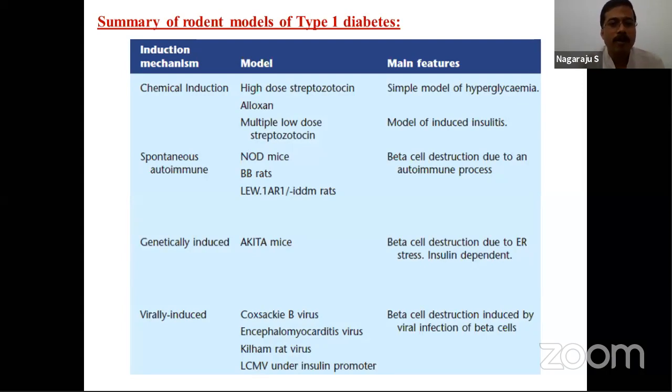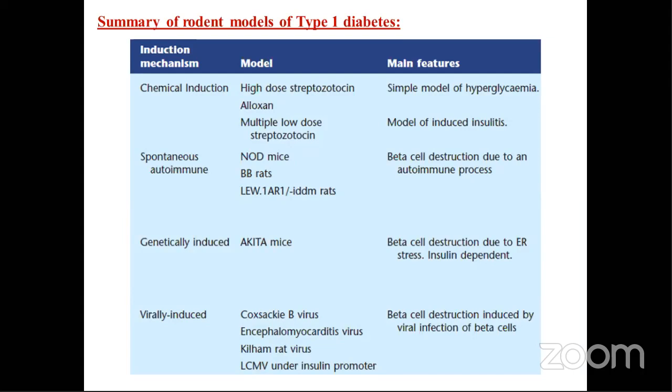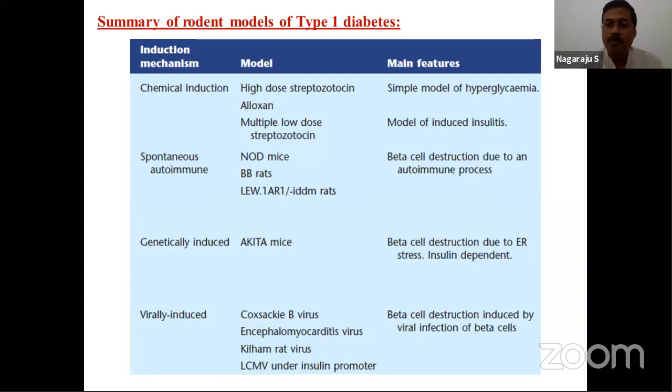For example, we have models of type 1 diabetes, which can be induced by chemical induction, spontaneous autoimmune modified animals, genetically induced type 1 diabetes, or virally induced type 1 diabetes. These models include high dose streptozotocin, alloxan, multiple low dose streptozotocin, BB rats, LEW.1AR1, and Akita mice. So these are some of the animal models used for studying type 1 diabetes disease conditions and identifying a possible treatment for type 1 diabetes.